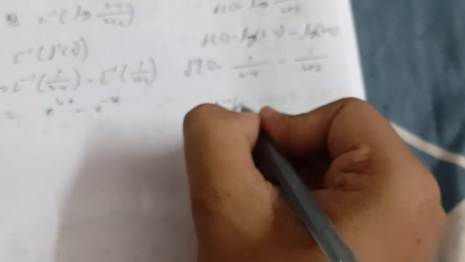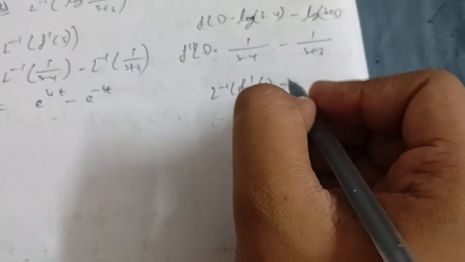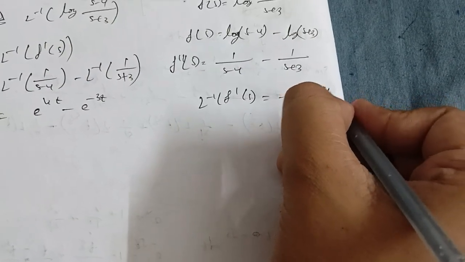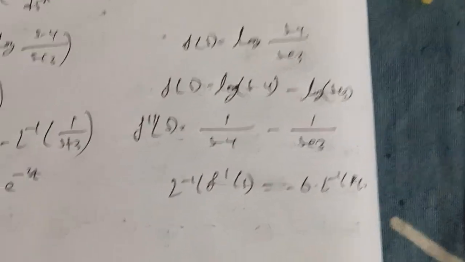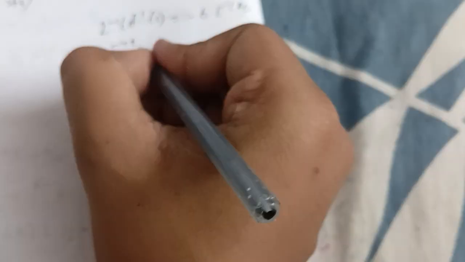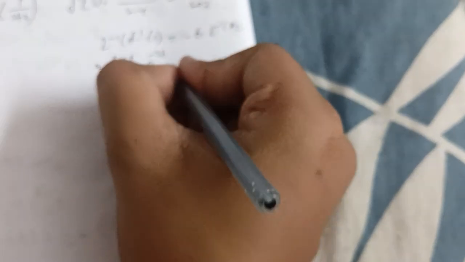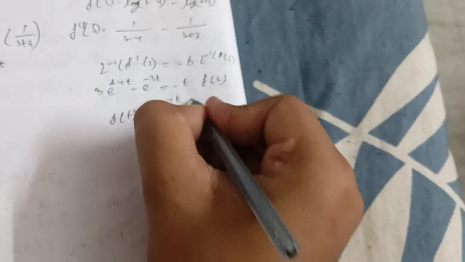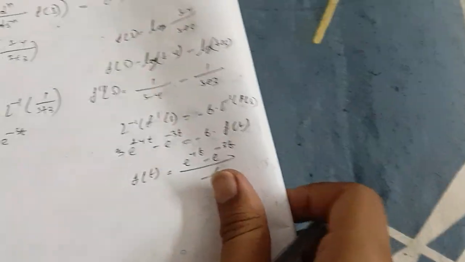And we know Laplace inverse of F dash s is equal to minus t dot Laplace inverse of F(s). So it is e power 4t minus e power minus 3t, which is minus t dot f(t). So f(t) would be e power 4t minus e power minus 3t by minus t. It's done now.